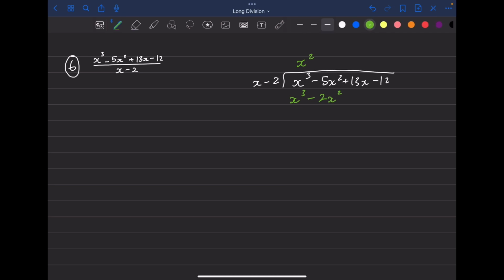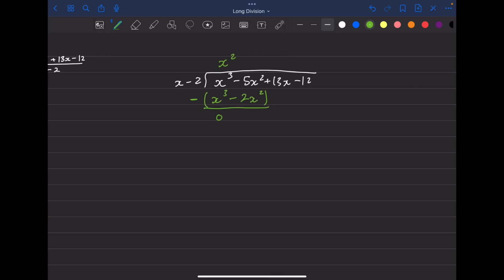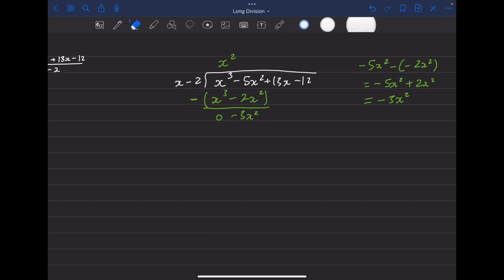So from here, let's actually subtract, but before that, add the brackets. So x cubed minus x cubed is 0. Negative 5x squared minus negative 2x squared should give us negative 3x squared. I'm going to do it on the side. But yeah, negative 5x squared minus negative 2x squared is the exact same as negative 5x squared plus 2x squared, which is negative 3x squared. So that's why we have the negative here as well. And do not forget the sign, because that's also very important. If you miss it, you're going to mess up the entire question. But yeah, next up, we can bring the next term down. So plus 13x.